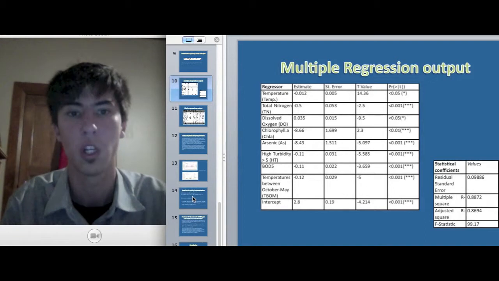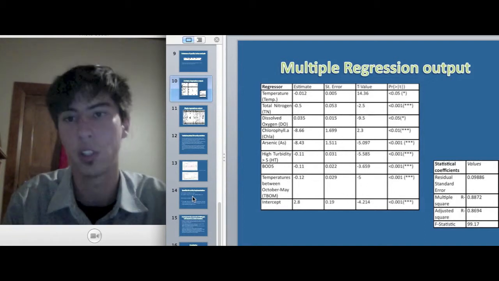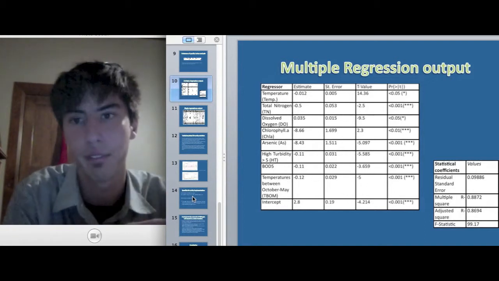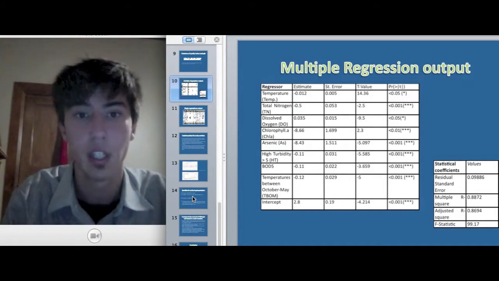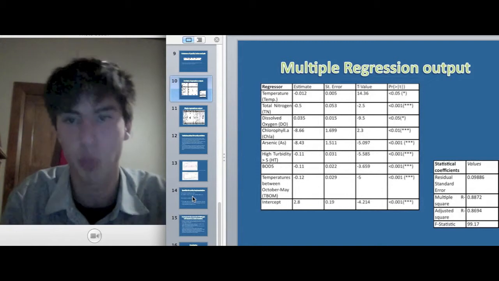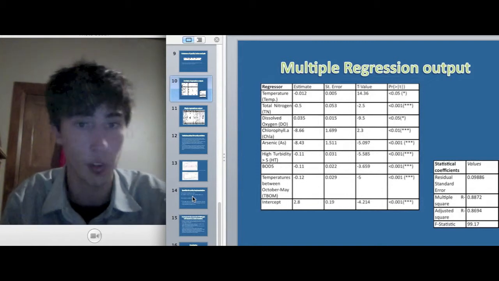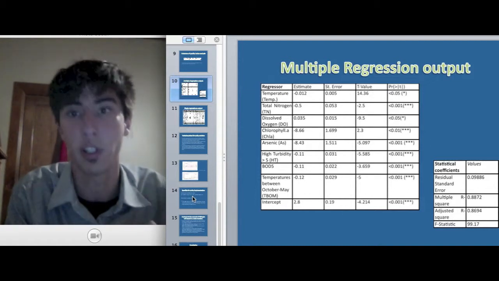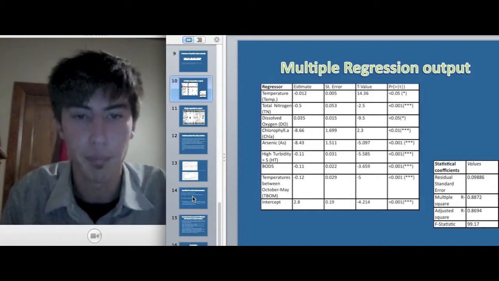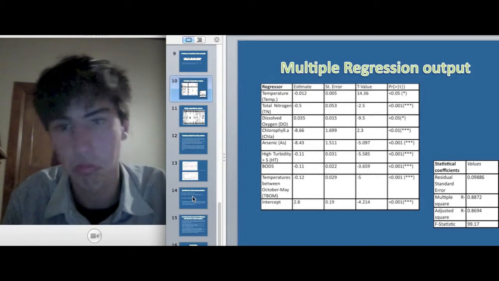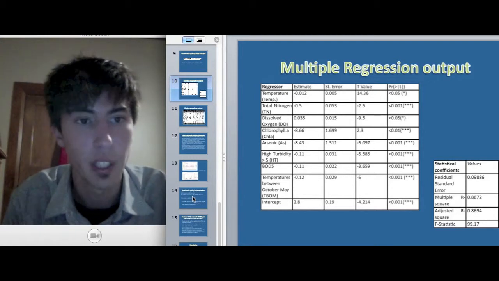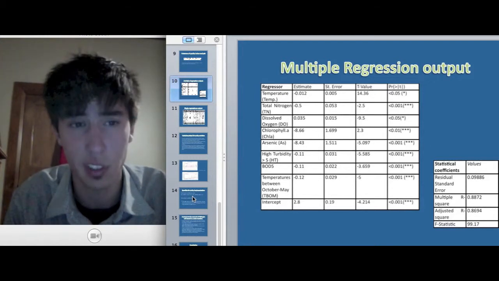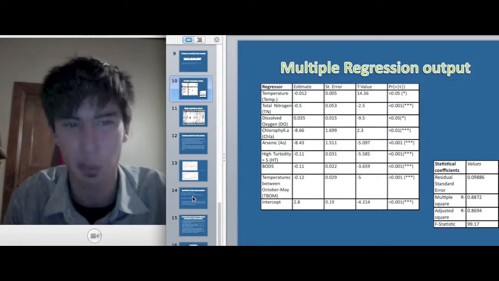The intercept was 2.8, which is really good overall. And for the statistical coefficients, we see our multiple R square of 0.88. That's a really good R square, which means our independent variables really explain our dependent variable. Then we got our adjusted R square of 0.869, which is really good. So we know that our model is statistically significant after we've done the proper analysis.